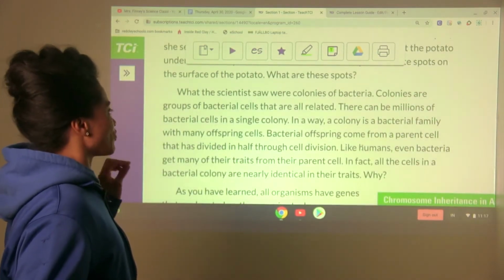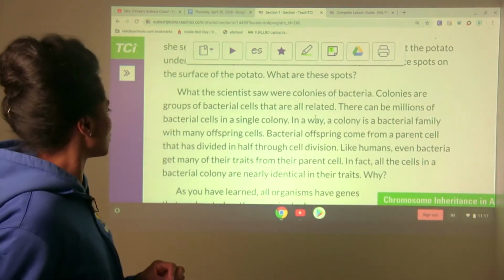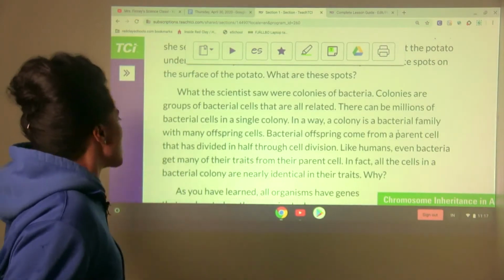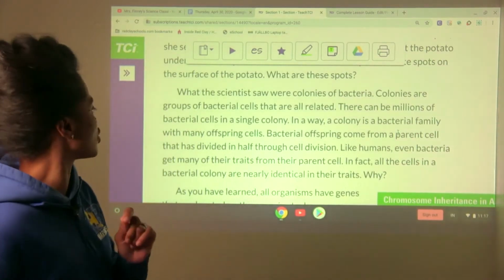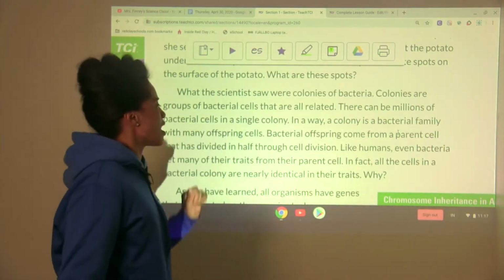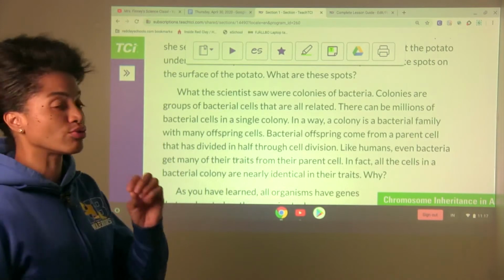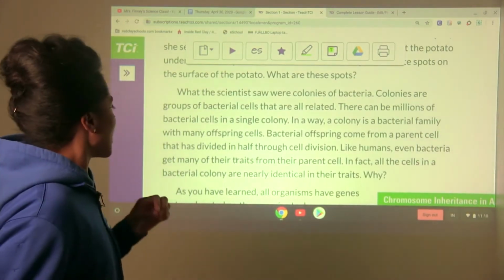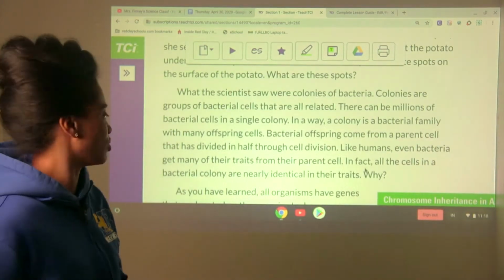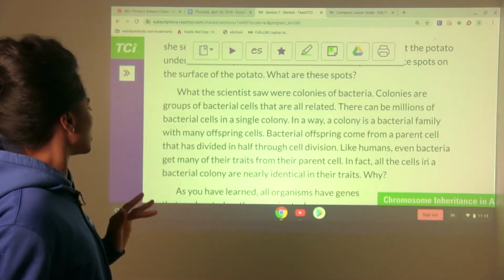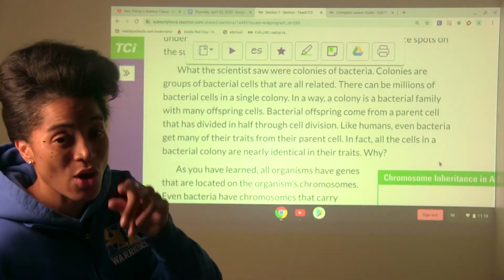What the scientists saw were colonies of bacteria. Colonies are groups of bacterial cells that are all related. There can be millions of bacterial cells in a single colony. In a way, a colony is a bacterial family with many offspring cells. Bacterial offspring come from a parent cell that has divided in half through cell division. Like humans, even bacteria get many of their traits from their parent cell. In fact, all the cells in a bacterial colony are nearly identical in their traits. The question is why?